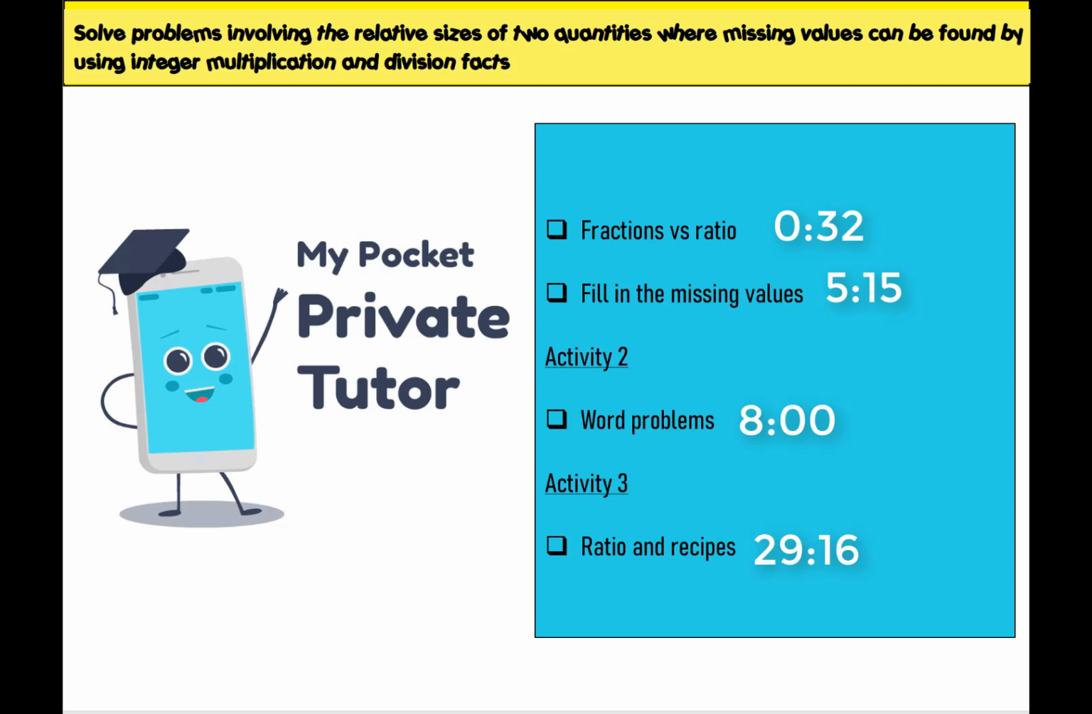For activity 1, we're first going to learn about ratios versus fractions, and then we're going to do an activity where we fill in some missing values. Our second activity is going to be solving some ratio word problems. And our third activity is going to be looking at ratio and recipes.